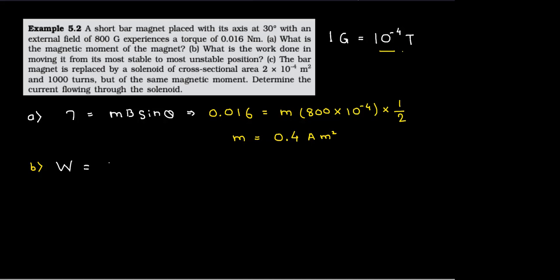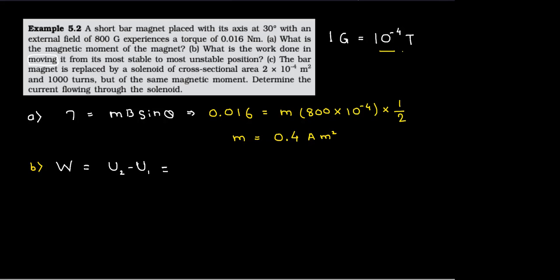Okay. So work done is simply U2 minus U1. Work done, changing kinetic energy is zero. You're slowly moving it. It should be written that it is slowly moving. Otherwise, you should write U2 plus K2 minus U1 plus K1. But it is not written. So we'll assume changing kinetic energy is zero.